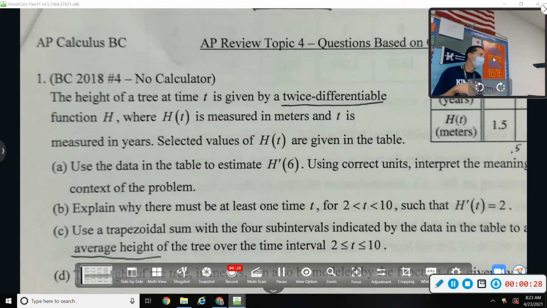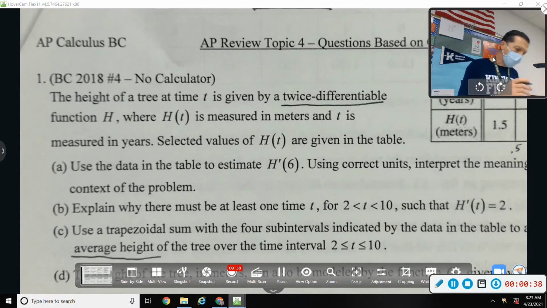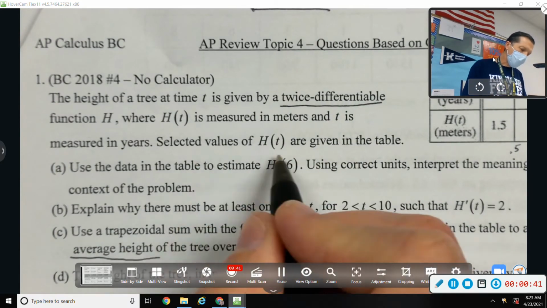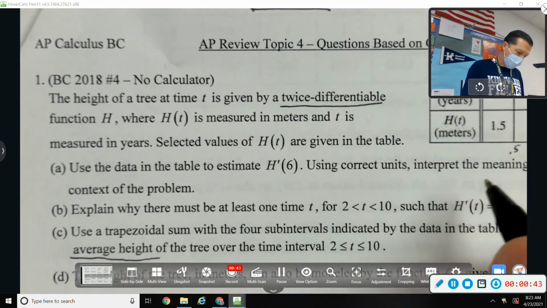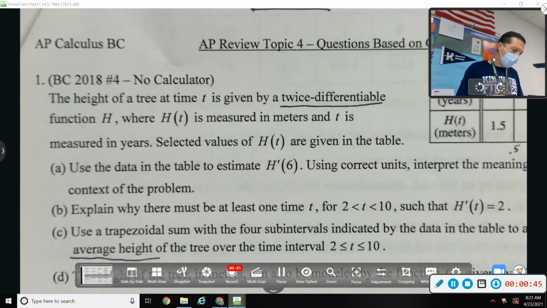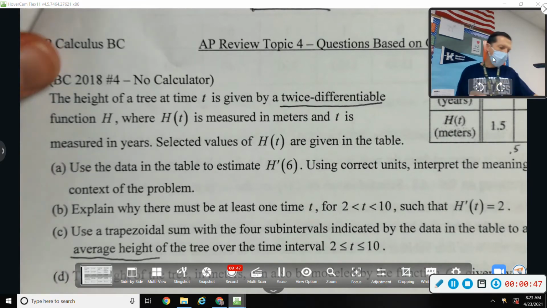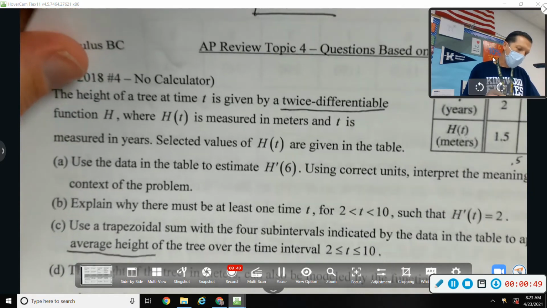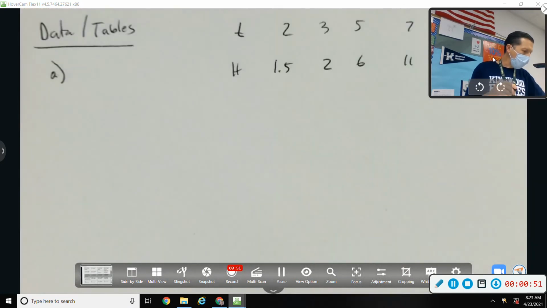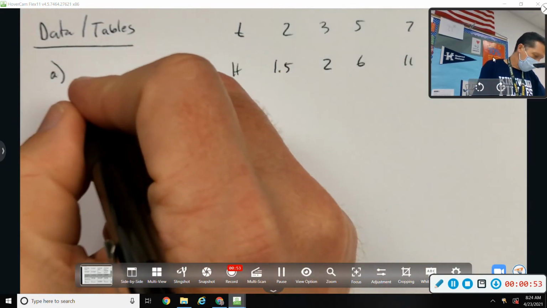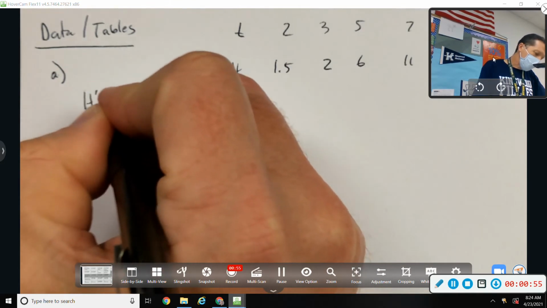That means it's continuous, it's smooth, there's nothing crazy going on. And that makes sense. The height of a tree doesn't jump or have asymptotes or anything like that. So, twice differentiable. Selected values of h are given in the table. Question A. Use the data in the table to estimate h prime at 6. Using correct units, interpret the meaning of h prime at 6 in the context of the problem.